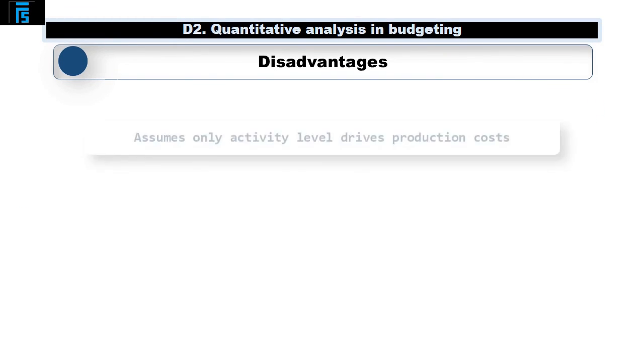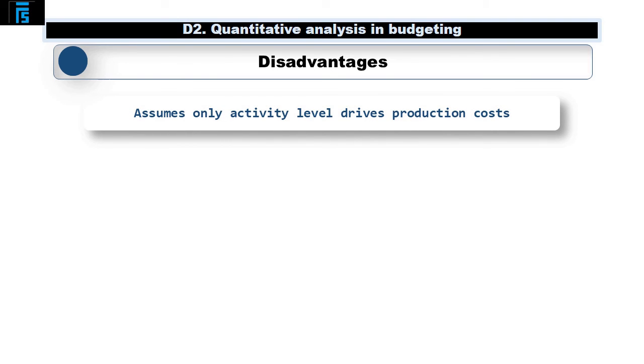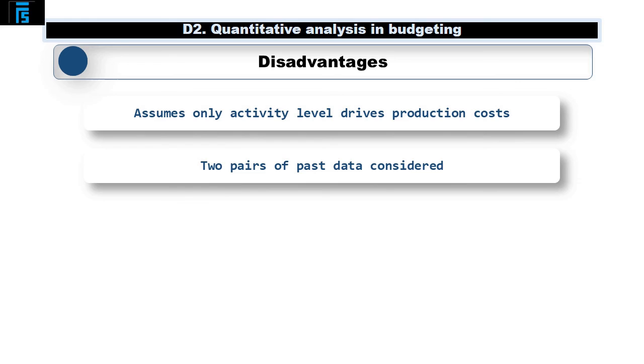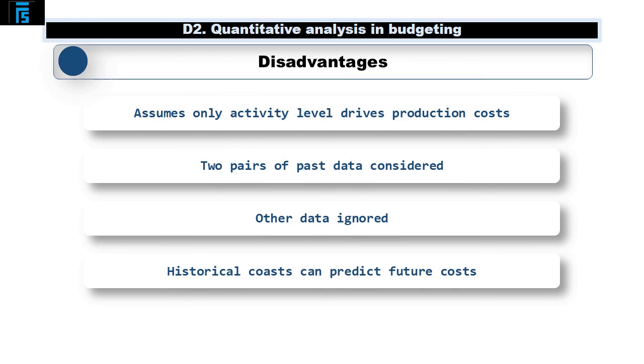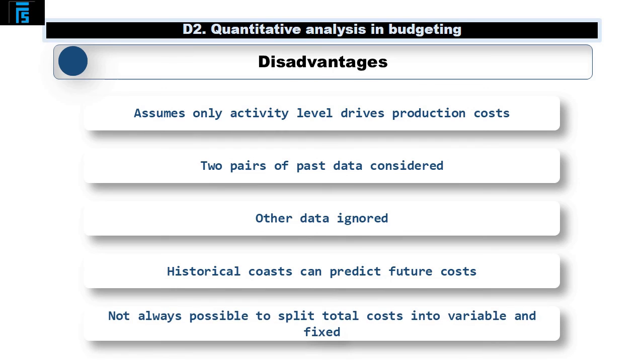Disadvantages might include: high-low analysis assumes that the activity level, or the number of units of production, is the only factor driving production costs. In reality, we know this is not the case. Only 2 pairs of past data are considered when predicting future costs. All other data is ignored. Also, there is an implicit assumption here that historical costs can reliably predict future costs. High-low assumes that a total cost can be split into its variable and fixed elements. This may not always be possible.